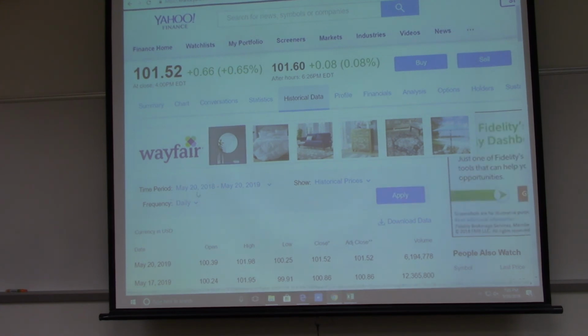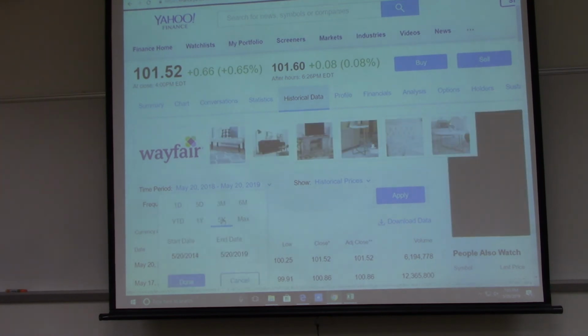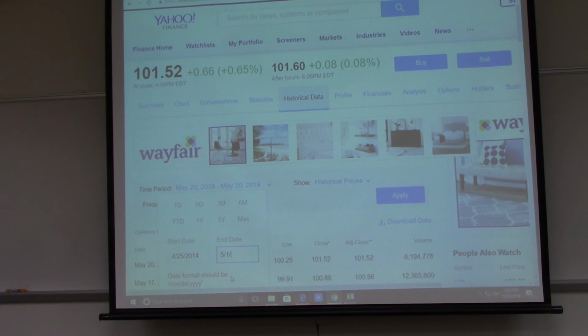And then time period, we want it to be in the past 5 years, starting from, for example, May 1st to, say, April 25th, 2014 to, because we don't know when is the last trading day falls on each year. So let's give it a try. And we want monthly.